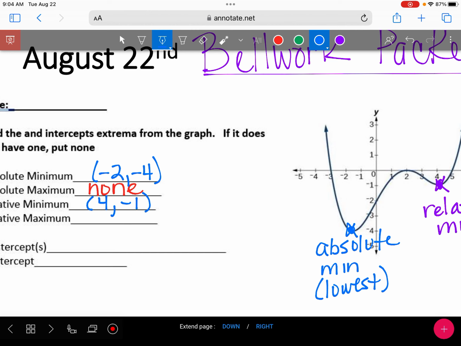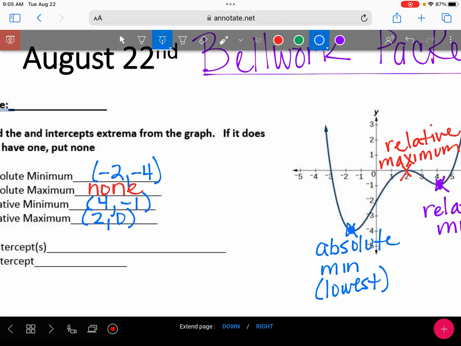All right, and then there's also this point right here. It's not the highest point, but it's a hilltop. So we would call that our what? What'd you say? The relative maximum, right? And what is that point? 2, 0, good.